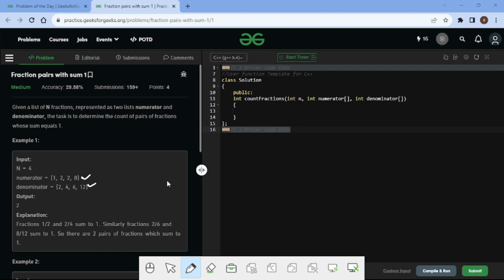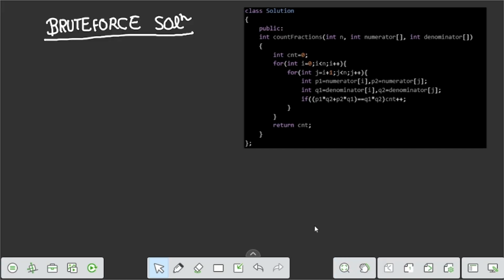So what is the brute force to solve this question? What is the first method that comes to our mind? Let us discuss. In the brute force approach, we traverse the numerator and denominator arrays and check if the fractions p1 upon q1 and p2 upon q2 sum to 1, then we simply do count plus plus.